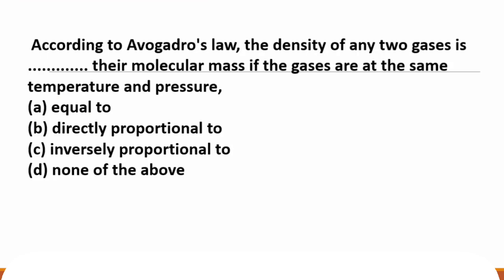Next question. According to Avogadro law, the density of any two gases is dash their molecular mass if the gases are at the same temperature and pressure. Option A equal to, option B directly proportional to, option C inversely proportional to, option D none of the above. The correct answer is option B directly proportional to.